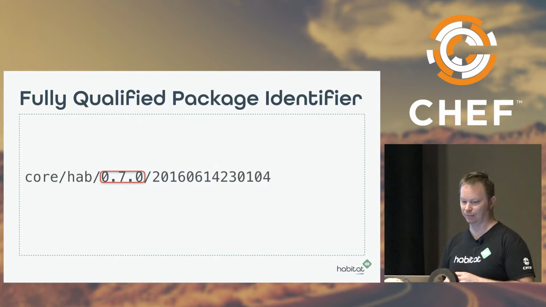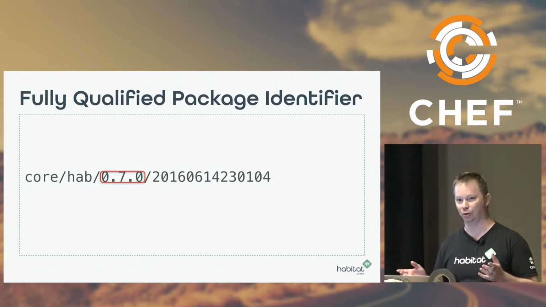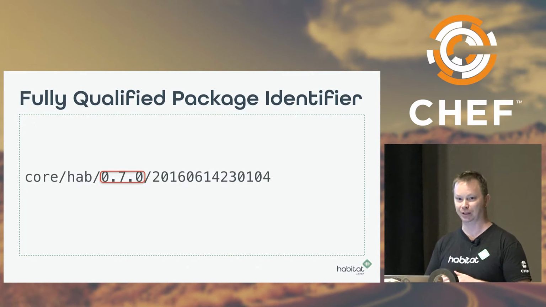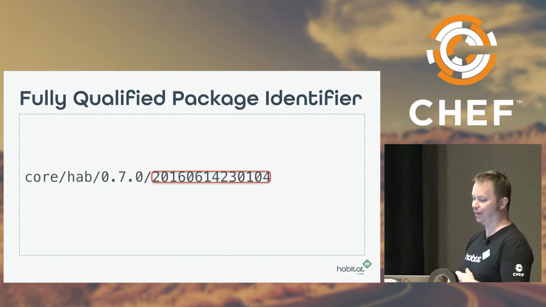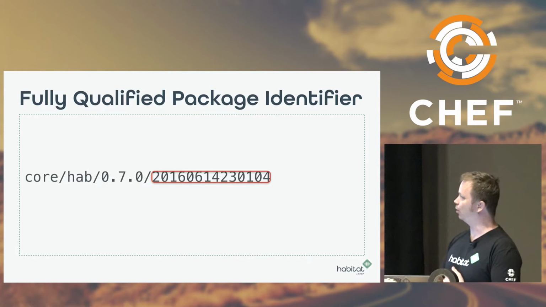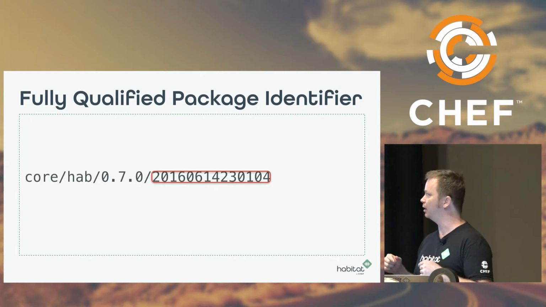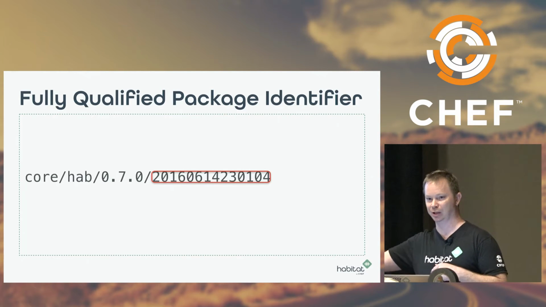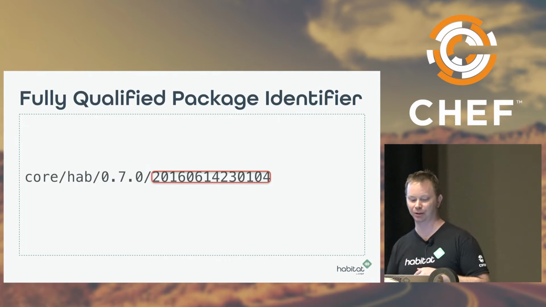And then you have a version. This version is going to be whatever the version of your app is, right? Like if I'm using Apache 2.2, then this would be 2.2. If I'm packaging up a dependency like Ruby and I wanted Ruby 2.3.0, that would be 2.3.0. And then the last part is the release. So every time you build an artifact with Habitat, the package gets a specific timestamp release, so that you can always use the latest one, or you can use a specific release of a package.